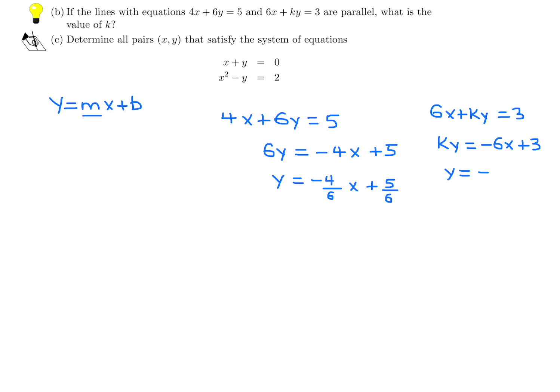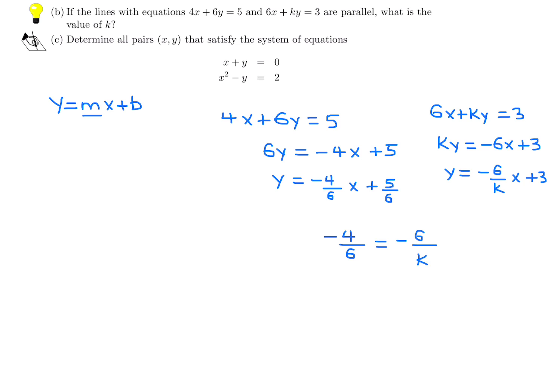Divide through by k, and we get minus 6 over k x plus 3. This slope is minus 6 over k. Now this slope and that slope have to be equal in order for these two lines to be parallel. So that means minus 4 over 6 must equal minus 6 over k.